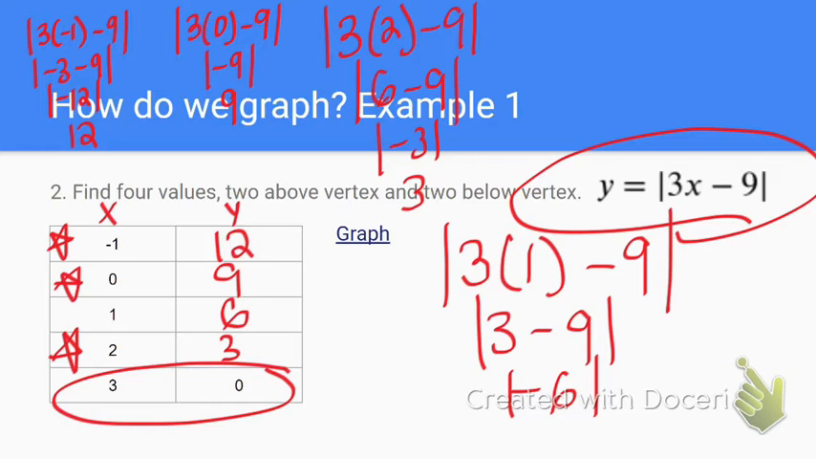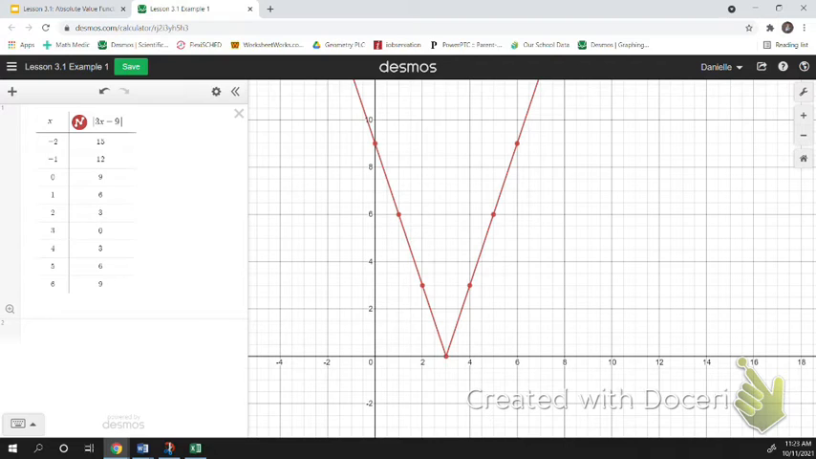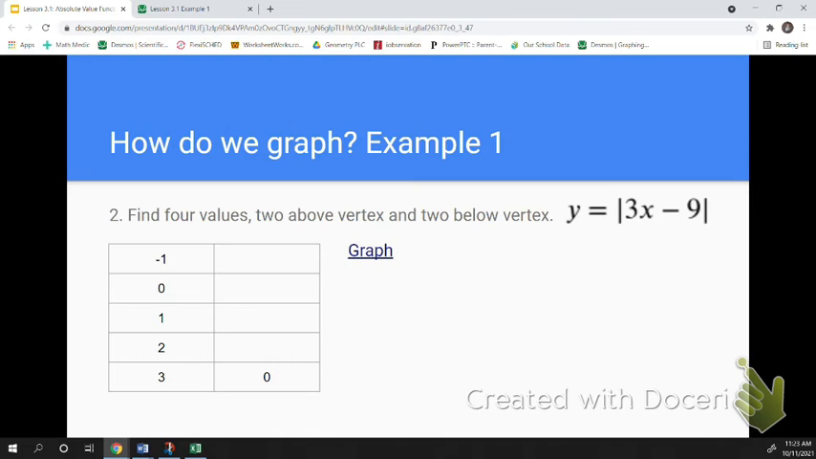You ready to graph it? Yeah. This is our graph. I can graph it by hand. Do you guys want to see that? Yeah. Okay, we'll look at that too. So this is our graph. That's what it should look like. Let's just add in a graph here to help us out.